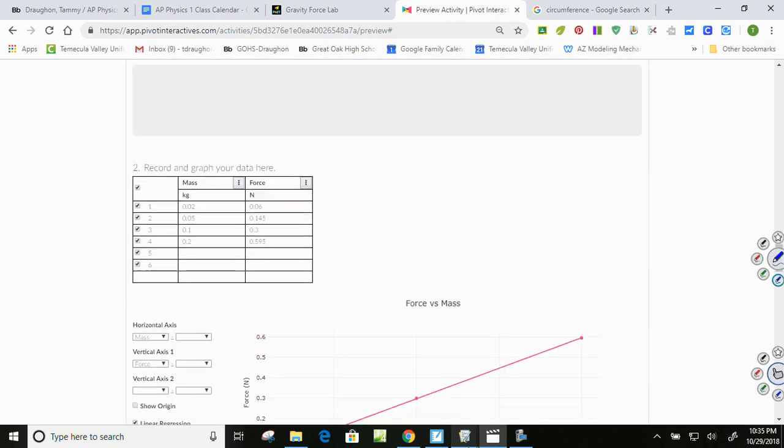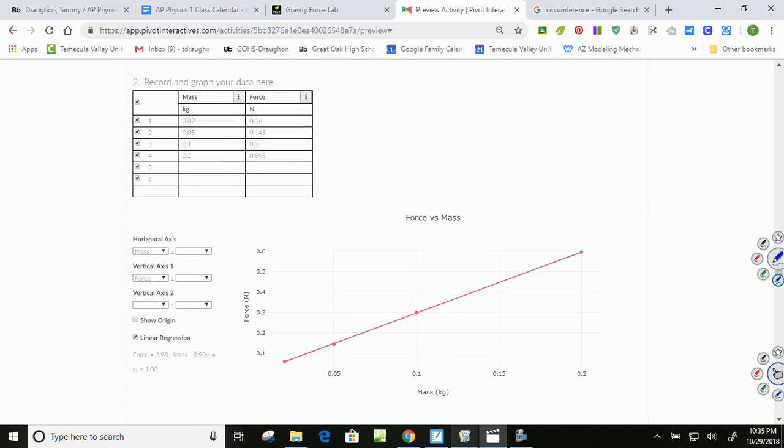Okay, so the first thing I did was I took data for mass and force. And I found that when I graphed it, I got a linear relationship, which is great. We know what to do with it. And it turns out that with a linear relationship, force is equal to something on the other side. And it turns out that the mass is directly related, so we're going to put the m right there.